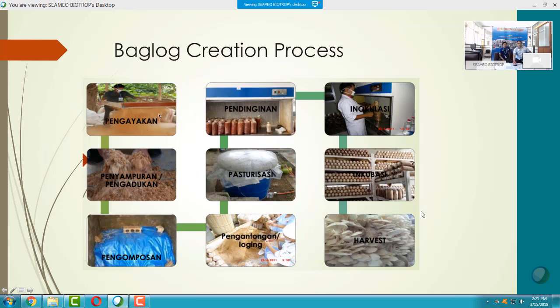The first step is the filtering of the ingredients, and then you mix the ingredients well, and then this is a composting process. After that, the ingredients are bagged. We fill them into plastic bags, and then we sterilize them to prevent other fungi or pests that we do not want from contaminating our products. Then we let it cool down, and after that we inoculate the baglog with the mushroom seeds, and then we put the baglog into the incubation process, which lets the oyster mushroom mycelium spread into our baglog. After that we put it into our mushroom house, and it should be producing the mushrooms.